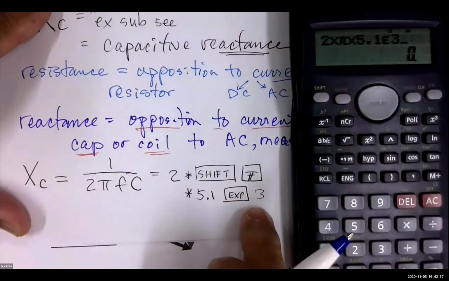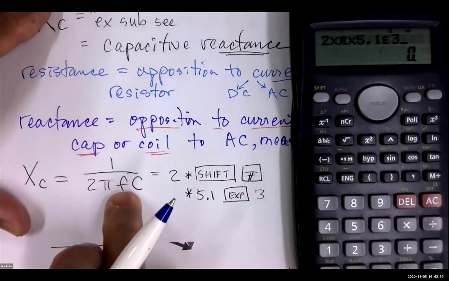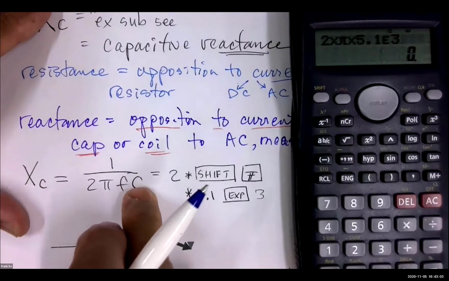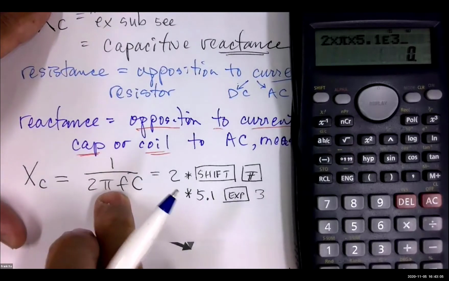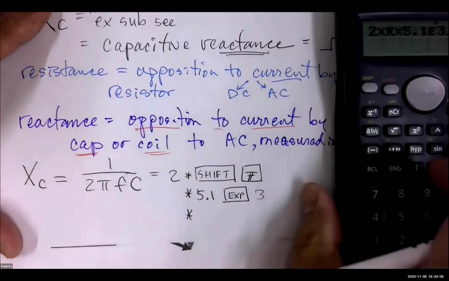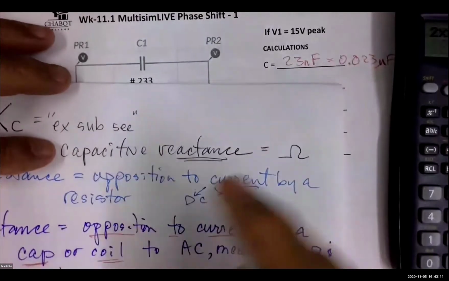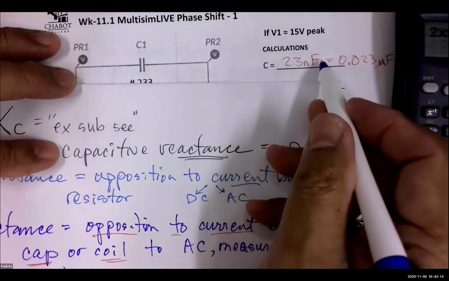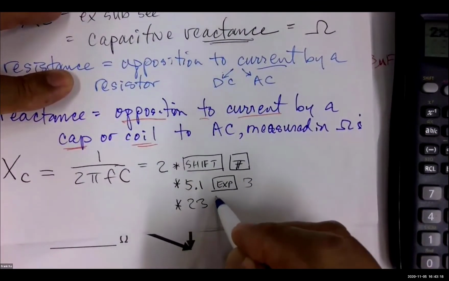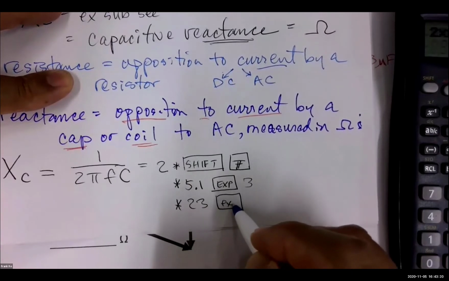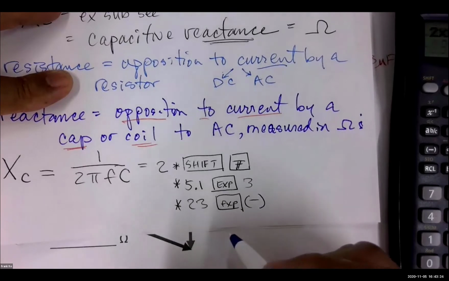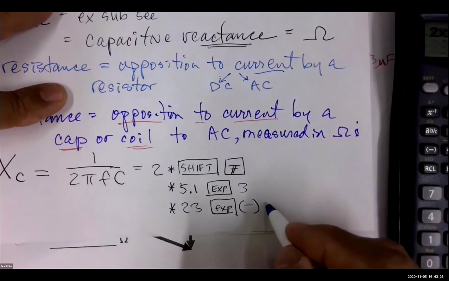So far so good, but I have one more thing to multiply. There's a C here, right? I already did the 2, the times, the pi, times the F. Now I have to multiply by the C. My C value we determined earlier was 23 nanofarads. So 23 EXP, nano brings us to the negative side, and nano is what power of 10? 9.